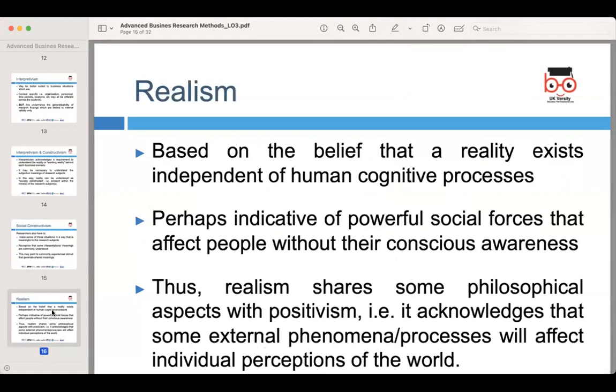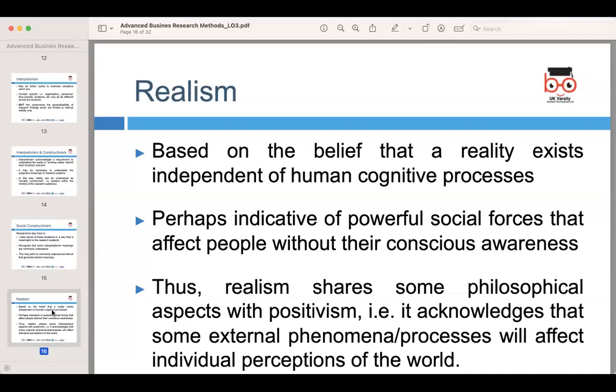Next one is realism. Realism is based on the belief that there is a reality that exists independently of our thoughts and perceptions. In other words, it suggests that there is a world out there that exists whether we are aware of it or not.